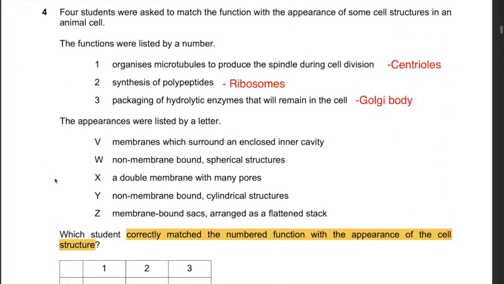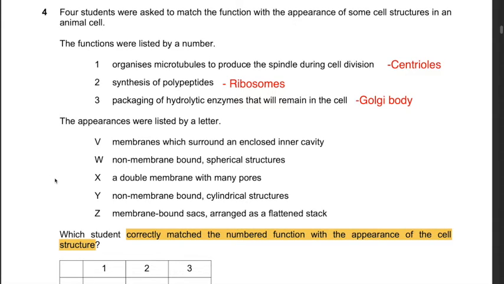Question 4. Four students were asked to match the function with the appearance of some cell structures in an animal cell. The functions were listed by a number. 1. Organizes microtubules to produce a spindle during cell division. 2. Synthesis of polypeptides. 3. Packaging of hydrolytic enzymes that will remain in the cell. The appearances were listed by a letter. V. Membranes which surround an enclosed inner cavity. W. Non-membrane bound spherical structures. X. A double membrane with many pores. Y. Non-membrane bound cylindrical structures. Z. Membrane bound sacs arranged as a flattened stack. Which student correctly matched a numbered function with the appearance of the cell structure?